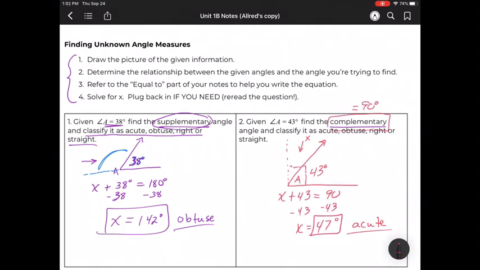Okay? We have angle A that's 43 degrees here, but if it is complementary to some angle, then it is formed together with this other angle to make a right angle, 90 degrees. So if this is my x, I know x plus 43 equals 90, because that's what complementary means. And so I just subtract my 43 from 90, and I get 47. And 47 degrees is an acute angle. So make sure we're reading the directions and giving everything that the problem is asking you to find.